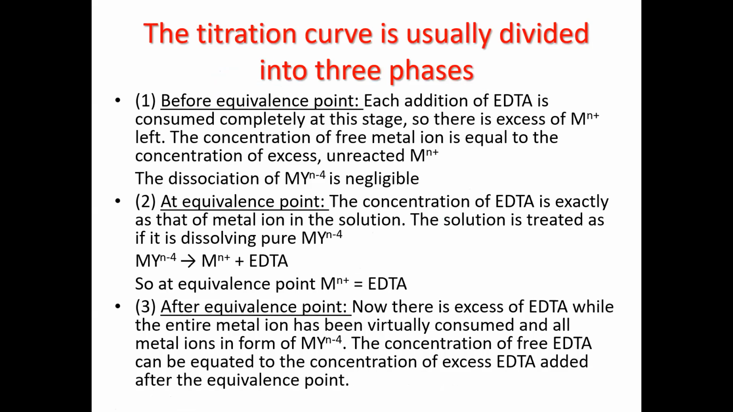So before the equivalence point, the added EDTA is consumed completely at this stage. As you're adding it, the metal ion is complexed with the EDTA, so we have an excess of metal ion before the equivalence point. And the concentration of the free metal ion is equal to the concentration of the excess unreacted metal ion. So the dissociation of the metal ion indicator is negligible.